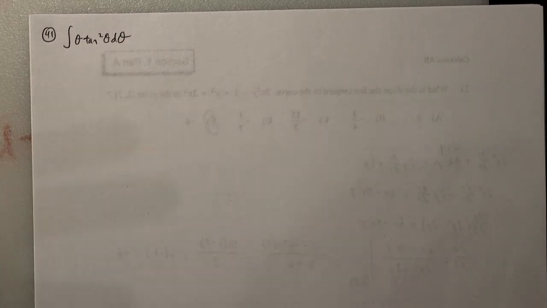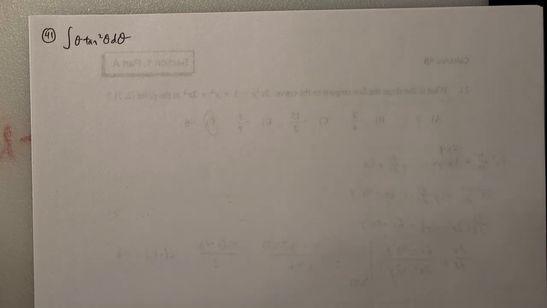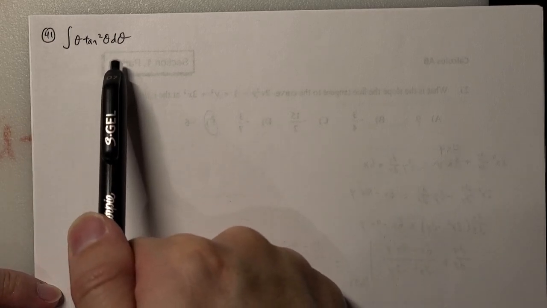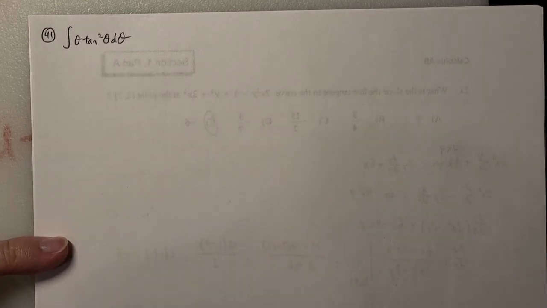So let's go down a list of techniques. Substitution: I don't see something obvious to substitute here, so let's hold off on that. Maybe we can, but I don't see a nice substitution. Let's keep it in the back of our mind. By parts, I do see a product of two things. Maybe we can do by parts, so let's also keep that in the back of our mind.